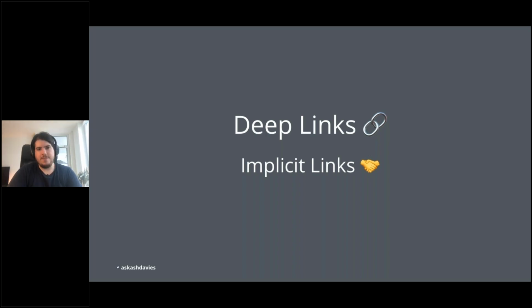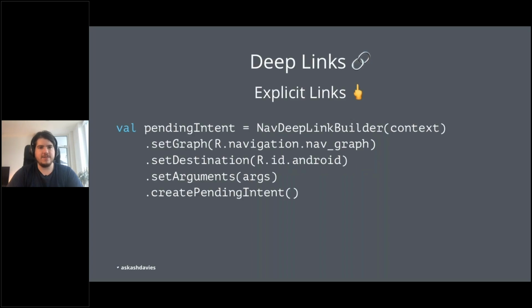And then you have the other type, which is explicit links. And these are built to allow you to programmatically produce a pending intent. And then you can apply a pending intent to something like a notification or a widget or a view click listener. And it might look something like this, where you specify your graph, your destinations, you add your arguments, and then that creates a pending intent.